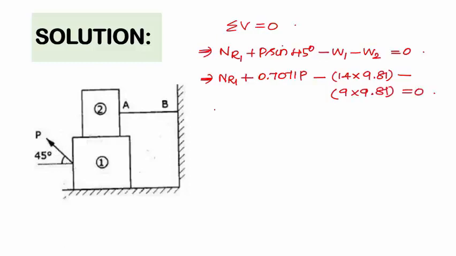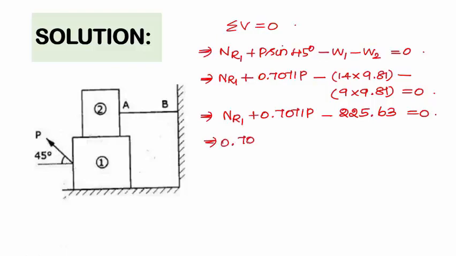This becomes NR1 plus 0.7071 P minus 225.63 is equal to 0. We can simplify this expression as 0.7071 P plus NR1 is equal to 225.63. We can keep this as equation 3.